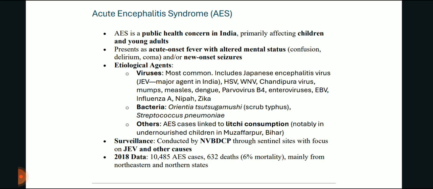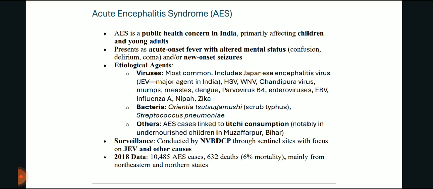Viruses are the most common, including Japanese encephalitis virus, the major agent in India, herpes simplex virus, WNV, Chandipura virus, mumps, measles, dengue, parvovirus B19, enterovirus, EBV, influenza A, Nipah, and Zika. All these can lead to acute encephalitis syndrome. Now, some bacteria like Orientia tsutsugamushi, which causes scrub typhus, and Streptococcus pneumoniae can also lead to this. And other agents are the cases linked to lychee consumption, notably in undernourished children in Muzaffarpur, Bihar. It has also been noted that such children were prone to have seizures when they suffer from fever.